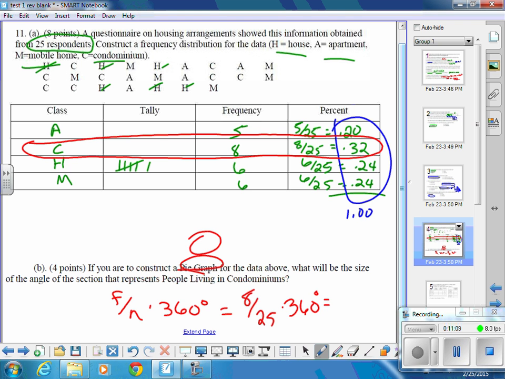Punch that into a calculator, and I end up with a decimal, okay? And I need to round it. We like whole numbers in this case. So I get 115 degrees for my answer. You get something a little bit over, but you want to round it to that. I'm going to pause on this one and start on with number 12. Okay?